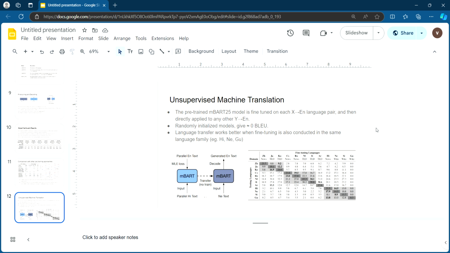For example, for a randomly initialized model, we can see that the BLEU score is almost zero. But here, for similar languages like Hindi, Gujarati, and Nepali, which are Indic languages, once we train the model from Hindi to English, it can very well perform the Nepali to English translation. So this was not possible before mBART. mBART has infused transfer learning, and this is the first model that has shown such good results for that.